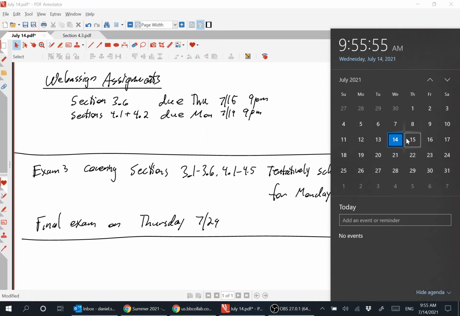Here's the calendar. So we have this week, the 12th through the 15th, next week, the 19th through the 22nd, and then the final week of classes, the 26th through the 29th. We'll have the third exam on Monday, and then on the 27th and 28th, Tuesday and Wednesday, we'll review, and I'll have a practice final exam for you.